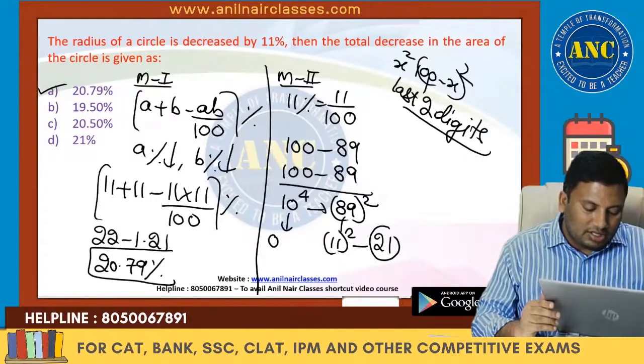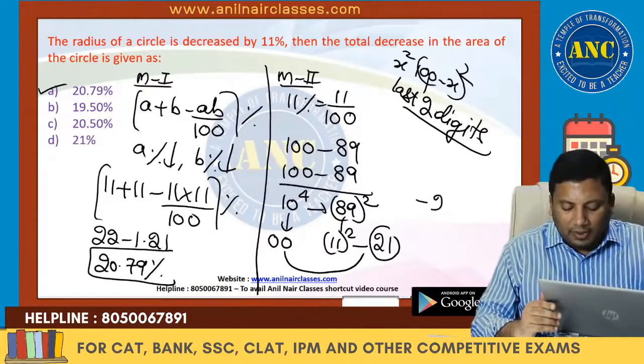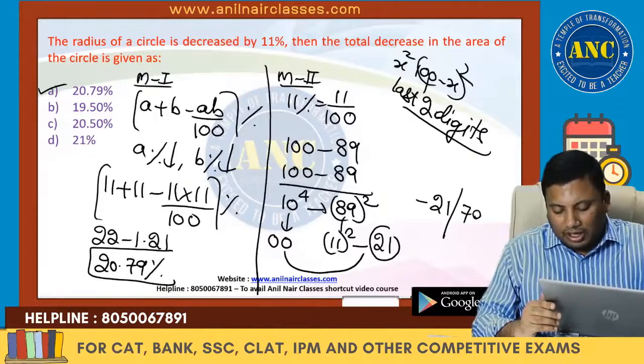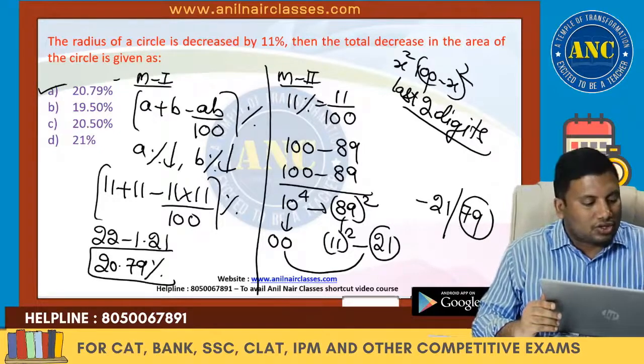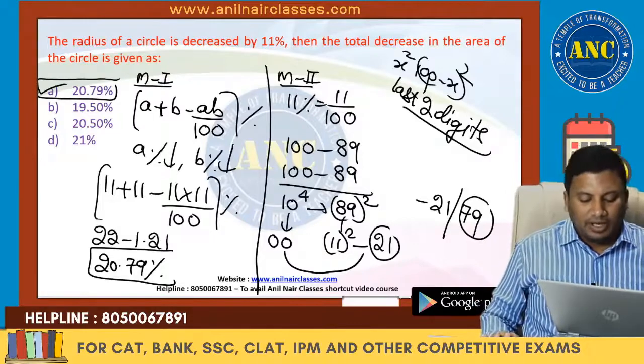11 square is 21. So 0, 0 minus 21. Negative remainder minus 21, positive remainder is 79. Last two digits should be 79. I hope the idea is clear.